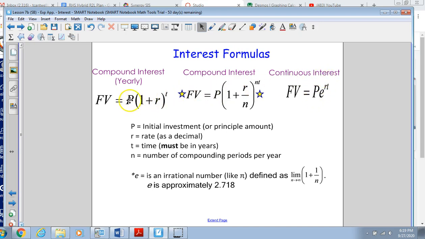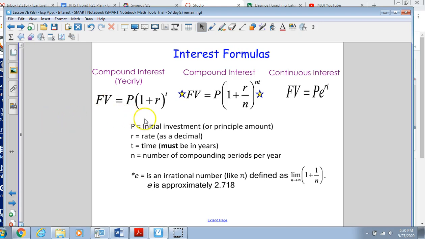It's important to note that the compound interest yearly and the compound interest are not actually two separate formulas. If the interest is compounded yearly, where N equals the number of times per year, then R over 1 is just R. And 1 times T would just be T. So this one is just a variation on this one, specifically where N equals 1.